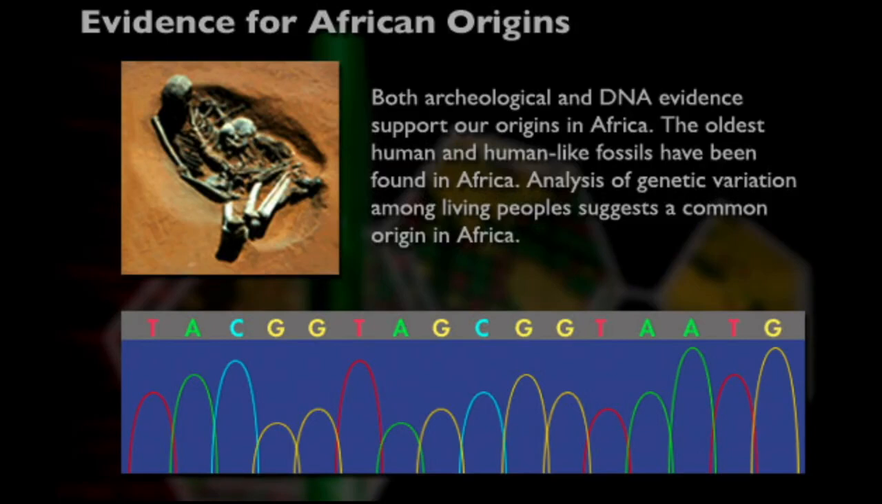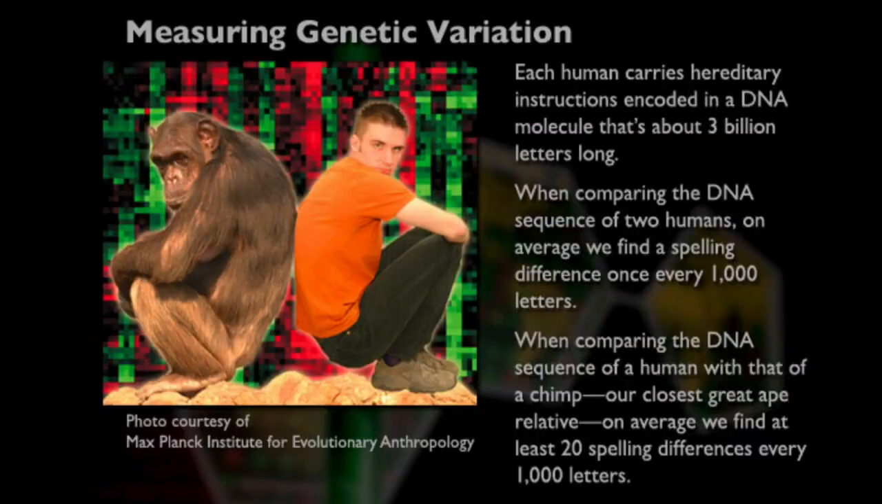So both archaeological and DNA evidences support that we came from Africa, from sub-Saharan Africa, the East African Rift Valley, and then we migrated. And these genetic variations, if you look at and compare the genetic material, the DNA of chimps, or let's just say across different animal groups.